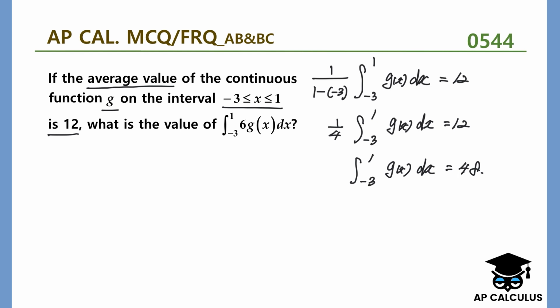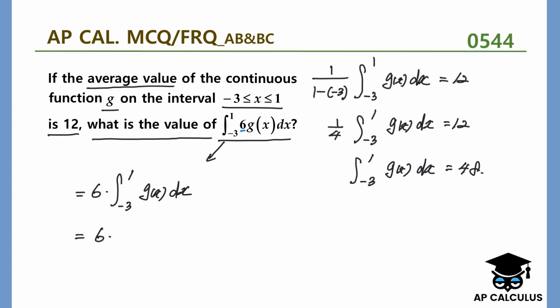The question is, what is the value of this definite integral? So that is equal to 6 times, if we have a constant multiplied, we can always write this constant in front of the integral, right? So 6 times integral from negative 3 to 1 of g of x dx, right? So that is equal to 6 times this integral right here, which is 48. So 6 times 48 gives us 288. So the answer is 288. Okay?